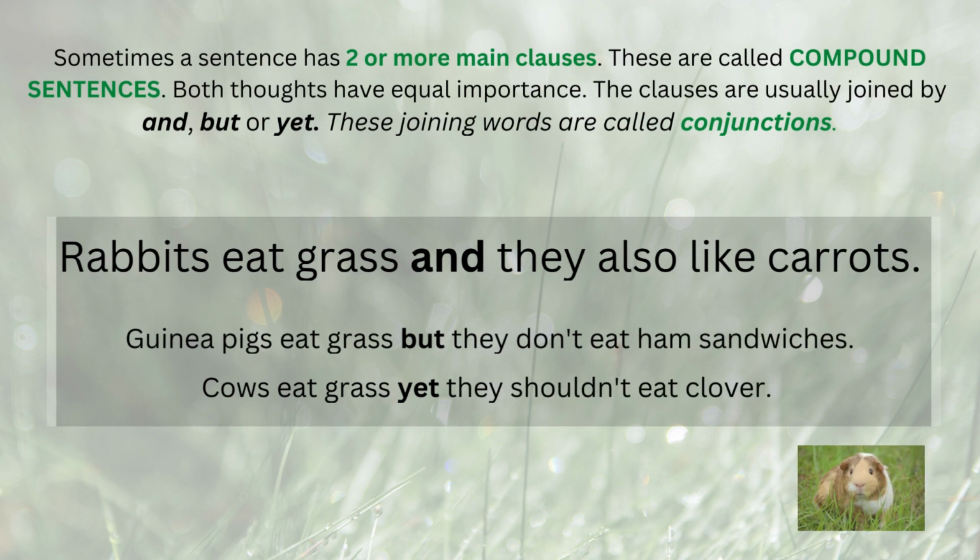Sometimes a sentence has 2 or more main clauses. These are called compound sentences. Both thoughts have equal importance. The clauses are usually joined by and, but, or yet. These joining words are called conjunctions. And I've given 3 examples here using those 3 conjunctions. Rabbits eat grass and they also like carrots. Guinea pigs eat grass, but they don't eat ham sandwiches. Cows eat grass, yet they shouldn't eat clover.